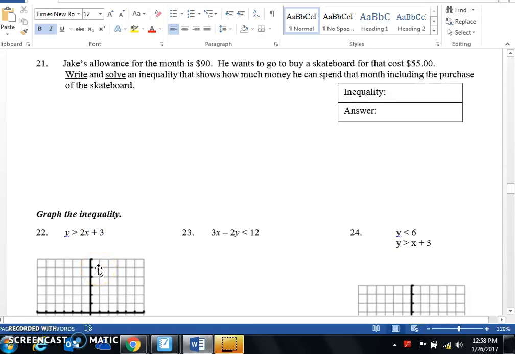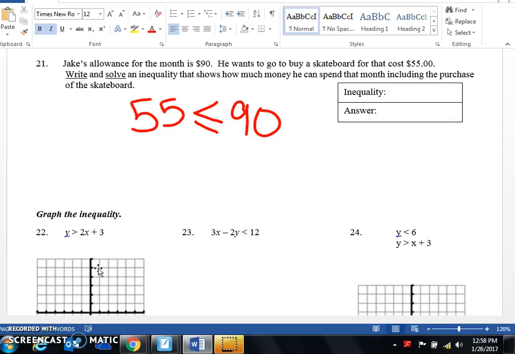All right, Jake's allowance for the month is $90. So congratulations, Jake, you get $90. He wants to buy a skateboard for $55. So you need to write and solve an inequality that shows how much money he can spend that month, including the purchase of the skateboard. All right, so $90 is all he gets. That's the max amount. So 90 has to be greater than or equal, because that's the greatest amount he can spend. Now he really, really wants that skateboard, which is $55.